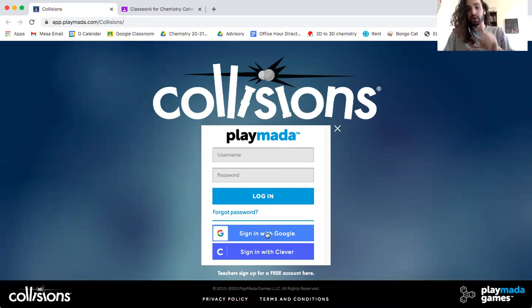When you're on your computer, click the sign in with Google button. When you do that, it should bring up some options, asking what you want to sign up with. You want to click the one that says your Mesa Charter account. If you try a different one, it will not work because the system won't recognize that you are logged in with an account that I assigned to you.